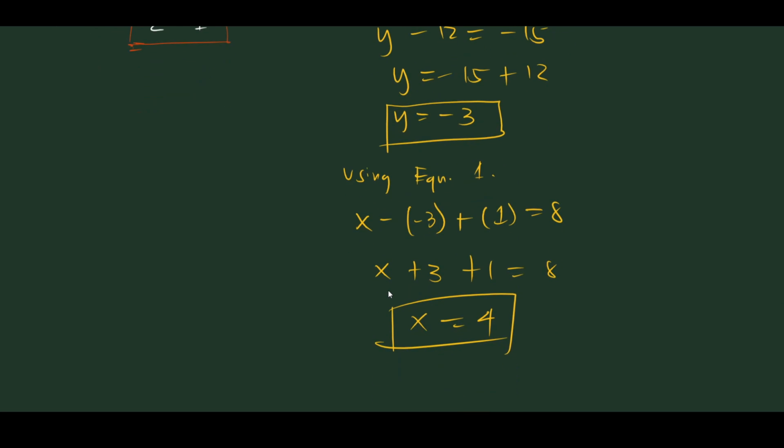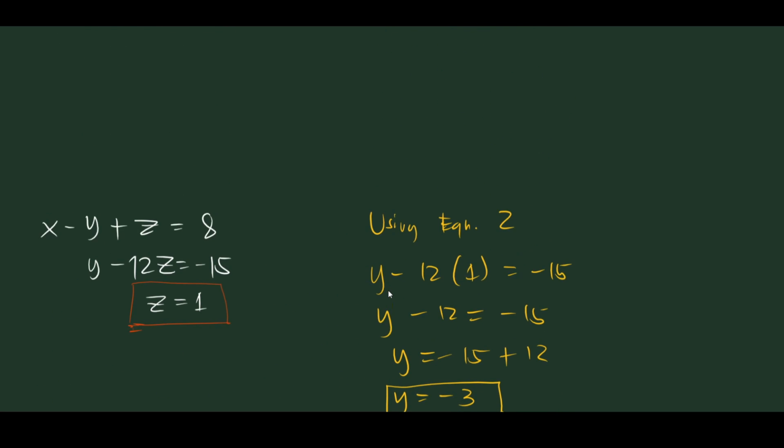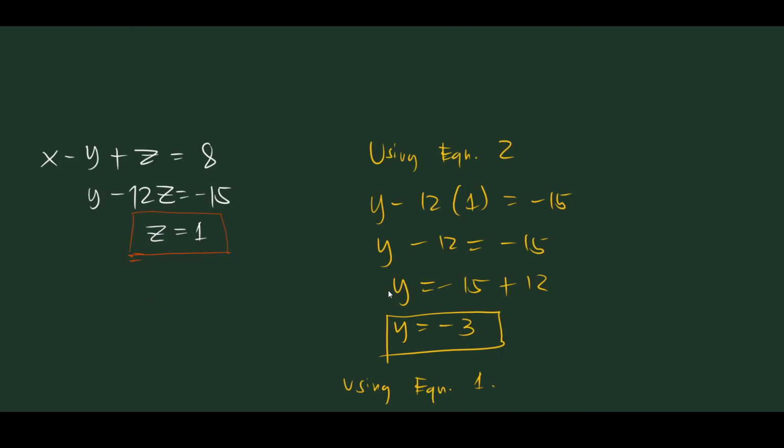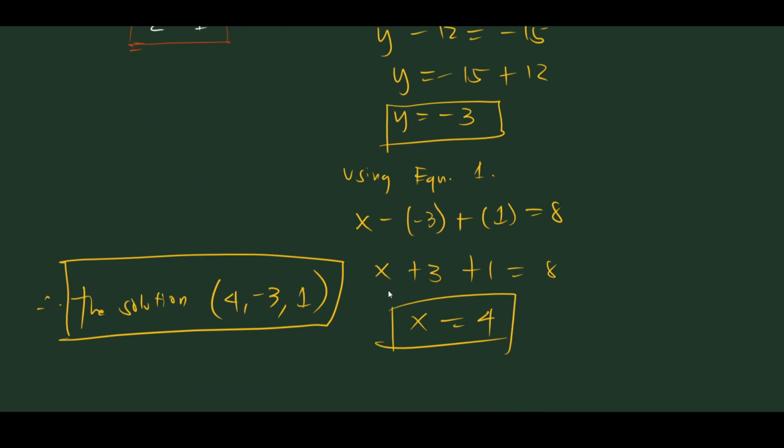The solution therefore is 4. That is our x, and then negative 3 for y, and then our z is 1. Okay, so this is our solution. So that is how Gaussian elimination works. We need to convert it to row echelon form using the different row operations, and then after doing that, we can just back substitute and we will get our solution.